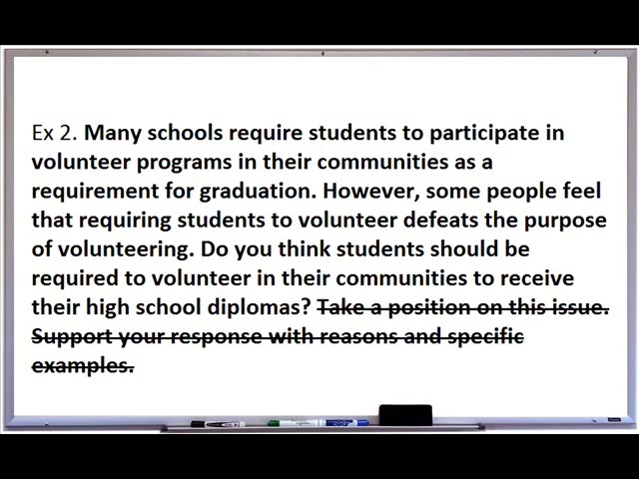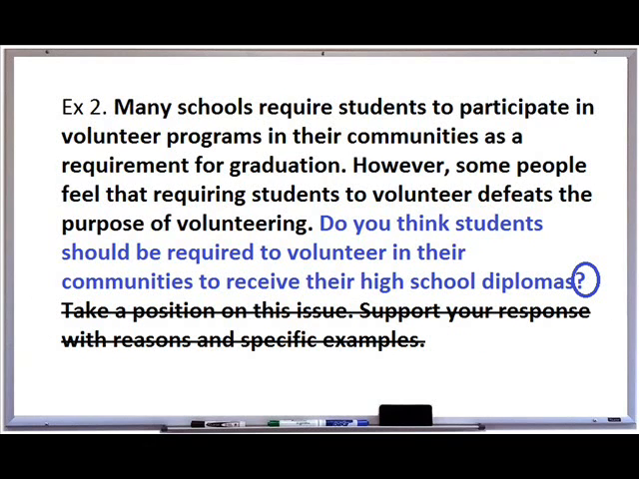Example 2. Many schools require students to participate in volunteer programs in their communities as a requirement for graduation. However, some people feel that requiring students to volunteer defeats the purpose of volunteering. Do you think students should be required to volunteer in their communities to receive their high school diplomas? Again, this prompt has 2 ending lines we can ignore, but it gave us a question mark to quickly find what we need to know.